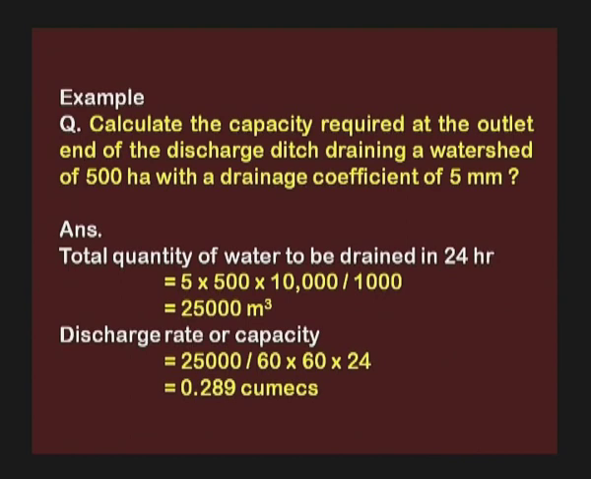Then this discharge is in 24 hours. So, per second discharge has to be calculated. 25,000 will be divided by 60 into 60 into 24 and the value is 0.289 cubic meter per second.